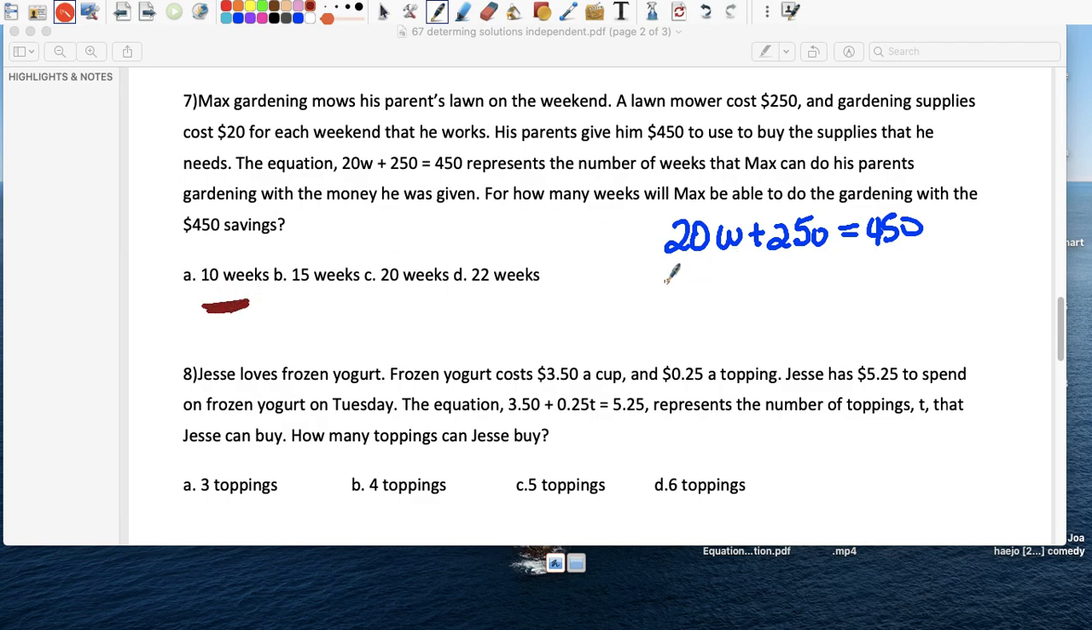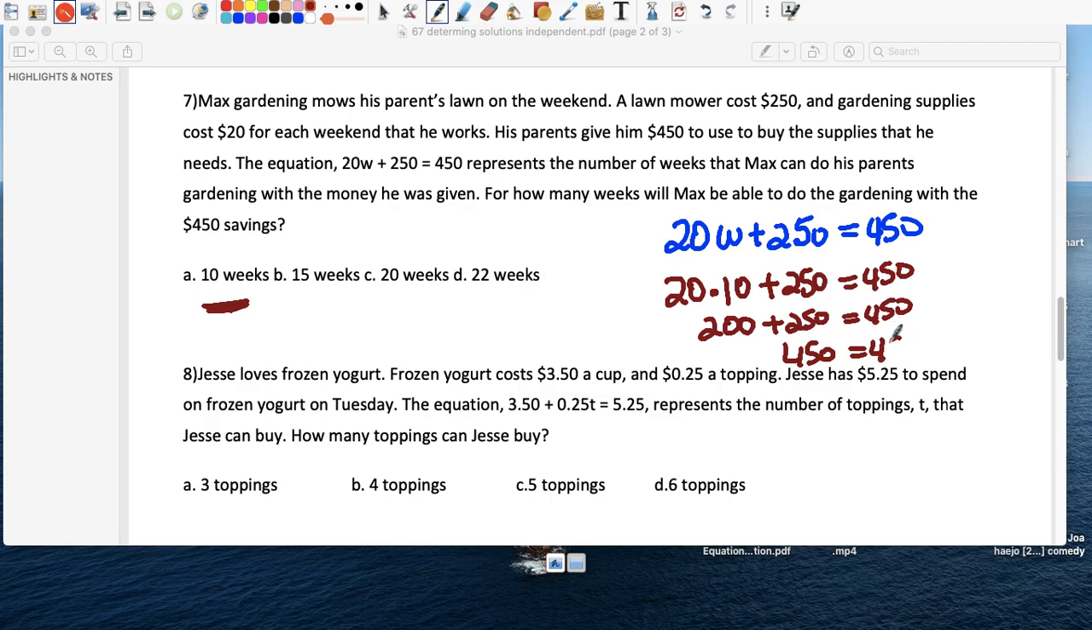10. 20 times 10 plus 250 equals 450. 20 por 10? 200. 200 plus 250? Is 450? I don't know. What's 200 plus 250? It's 450. Which equals 450. So 10, I'm going to put a check mark. Yeah, that worked. So now I want you to try 15. I want you to put 15 over here. All right, so I'm going to try 15.